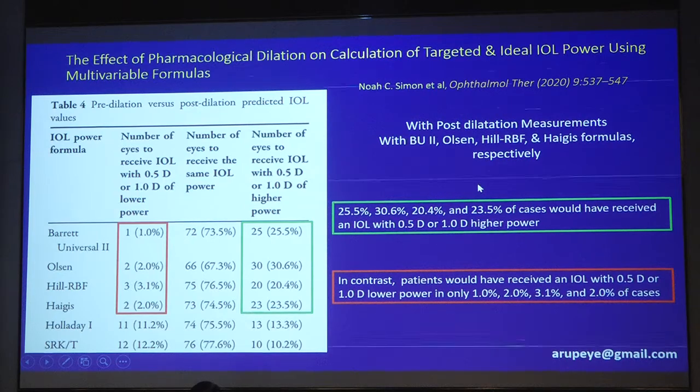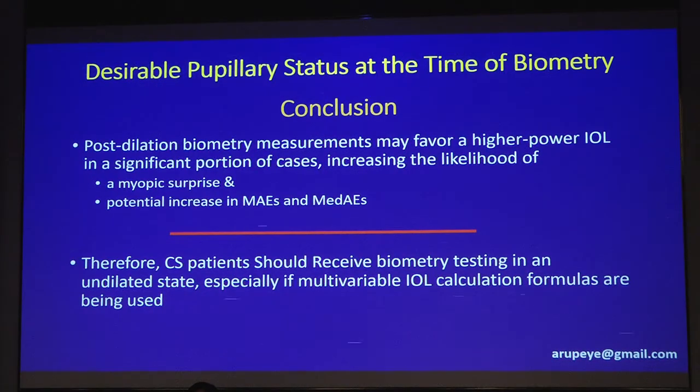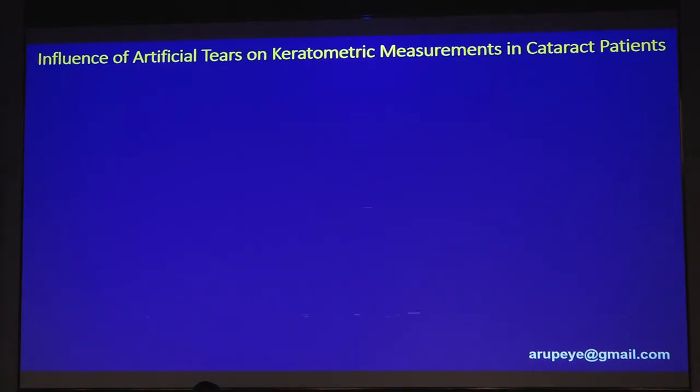The same study also concluded that if you use the parameters obtained after pupillary dilatation, you are likely to end up with an IOL which will be 0.5 or 1 diopter more than what the patient would have actually received. So the study concluded that cataract surgery patients should receive biometry testing in an undilated state if you are going to use a multivariate formula.